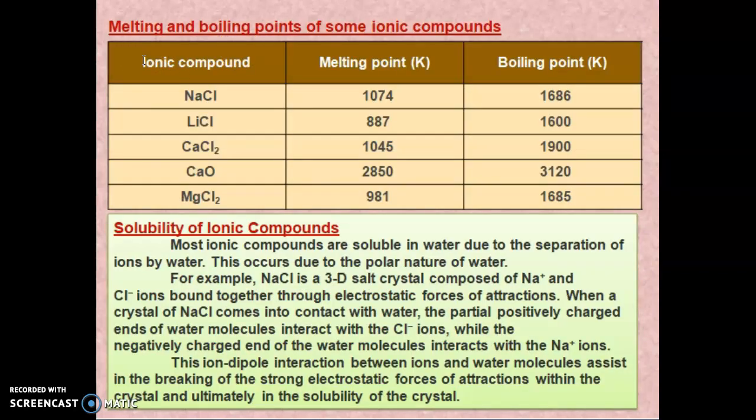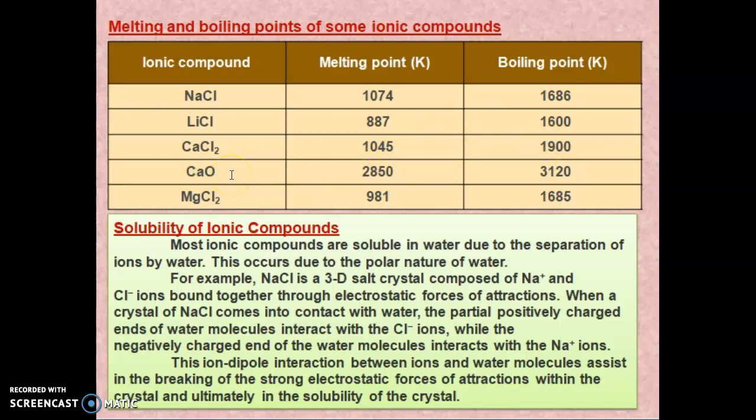So, you can see the melting point and boiling point of some ionic compounds. Sodium chloride: the melting point is 1074, denoted in Kelvin, and the boiling point is 1686. Lithium chloride, the formula is LiCl, melting point is 887 and boiling point is 1600. Next, calcium chloride, CaCl2: melting point is 1045 and boiling point is 1900.